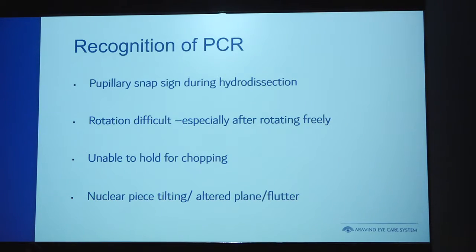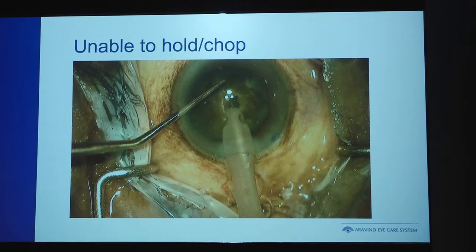It starts with subtle signs like the pupillary snap sign described by Ronaldo. The twitch of the pupil happens during hydrodissection. The rotation may be difficult, especially if a freely rotating nucleus stops rotating. You are unable to hold a piece for chopping. There may be a nuclear piece which is tilting, an altered plane, or a flutter. So let's look at some of the videos.